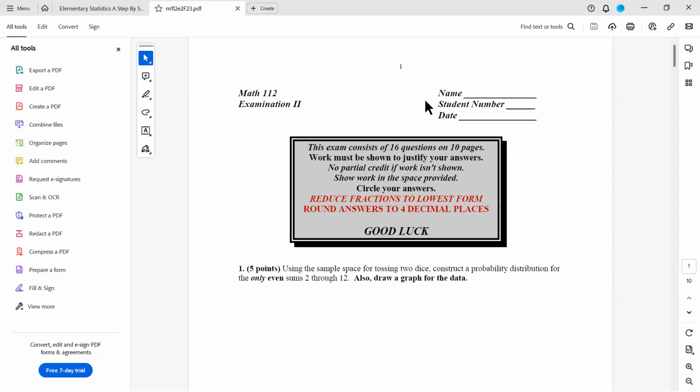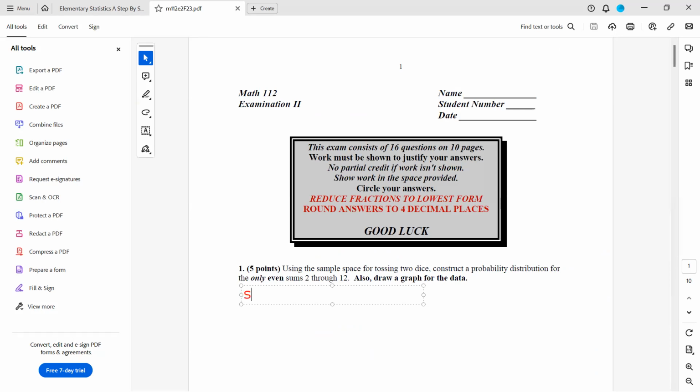So if you're having an issue with the first one, as I said, keep in mind that the sample space for 2 dice does have 36 outcomes. If you need to go back and look at the sample space for 2 dice, you'll find this in your textbook in section 4.1.